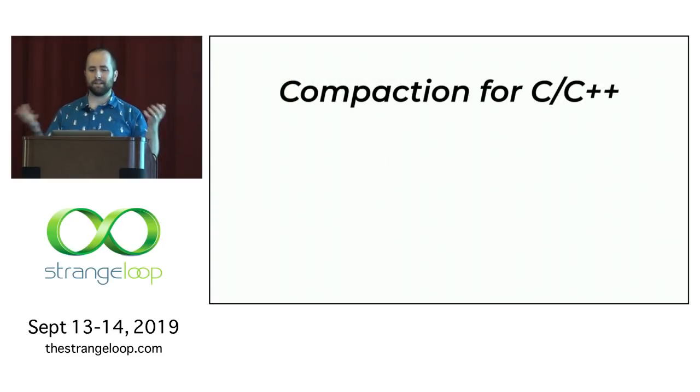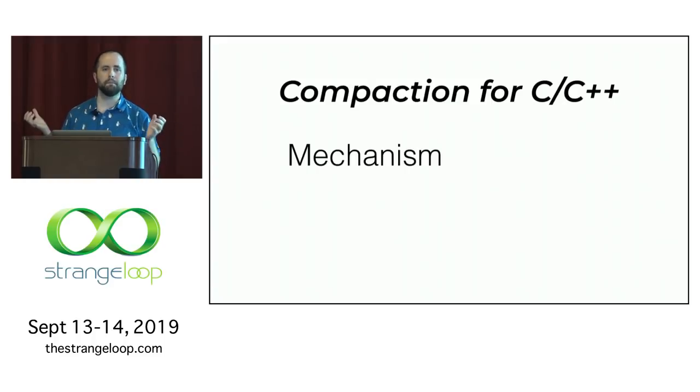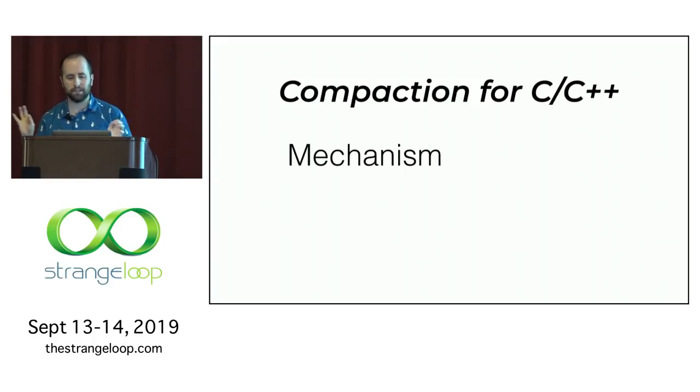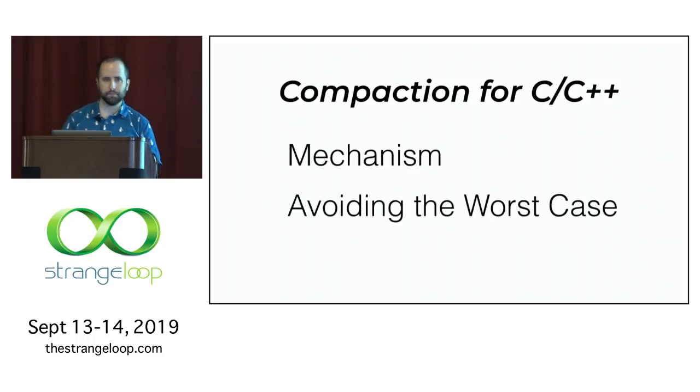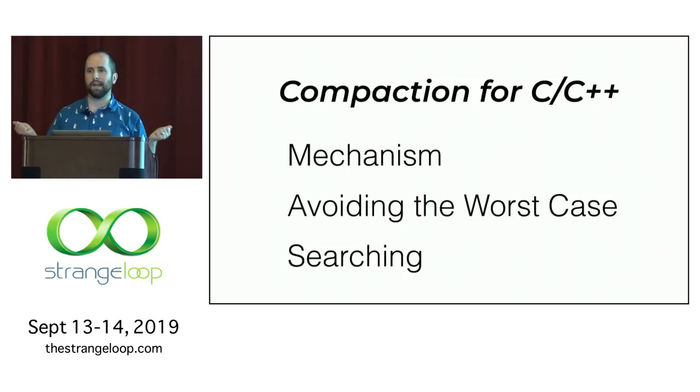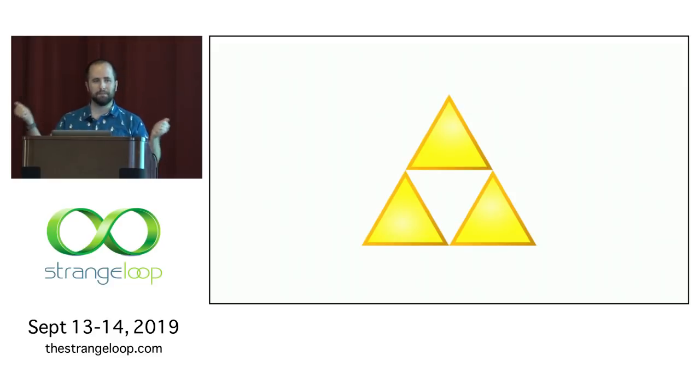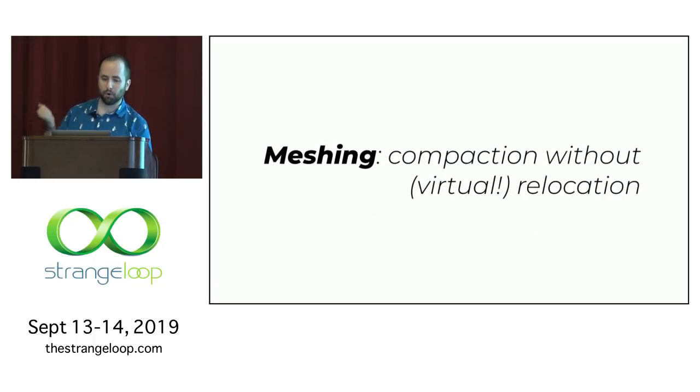So in order to provide this compaction for C and C++, there were 3 challenges we had to solve. The first is we had to find a mechanism to compact pages in the heap together that didn't require updating pointers. Next is that we had to make sure that if we're experiencing fragmentation, we could always apply this mechanism to recover from that fragmentation. And finally, the last key piece here is searching. We had to have some way to efficiently find pages in the heap that we could compact together that were eligible for this technique. And these 3 pieces combined together give us the ability to perform what we call meshing, which is compaction without relocation.